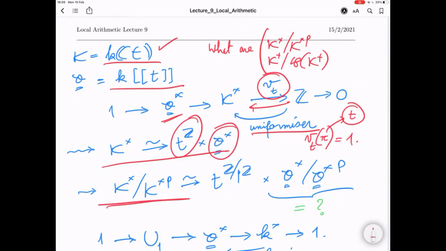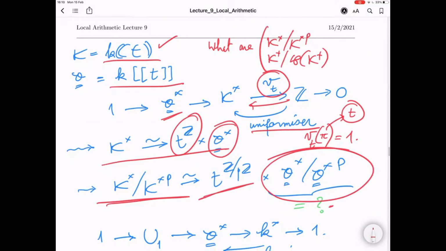So basically K star modulo pth powers is just going to be this group of order P times the units modulo pth powers. So we are just reduced to finding out what this group is. Okay, what are units? What is O star modulo pth powers?